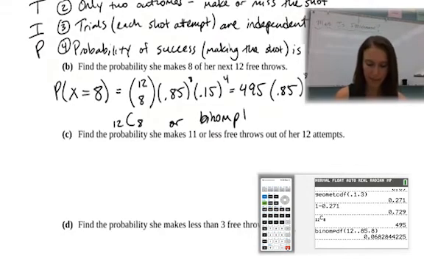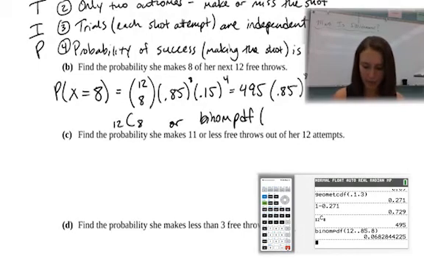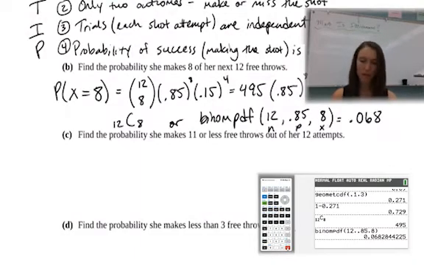binomial PDF because it's just x equals a number. And I had 12 was my number of trials, n. 0.85 was my probability of success, p. And 8 was my x value. I get 0.068. So if you're going to use the formula, you can just use it.